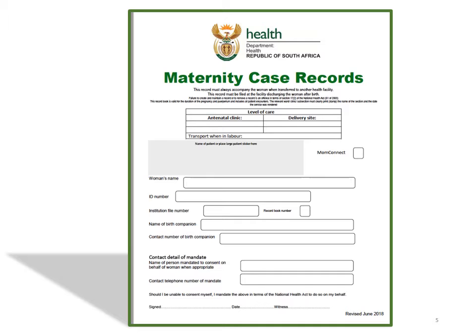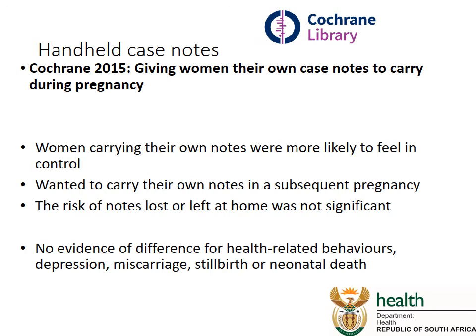The rest is just the woman's details, so a large patient sticker comes here. When she's mum connected, it can be ticked there. And then name, ID number, contact detail of mandate, and name of birth companion. All of this can be on the front page.